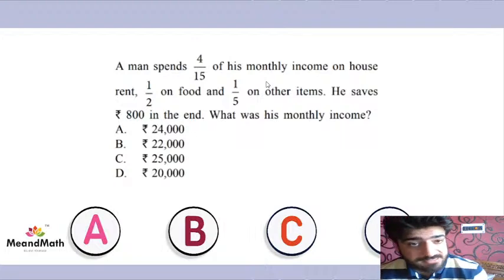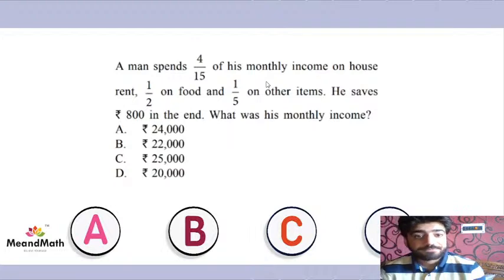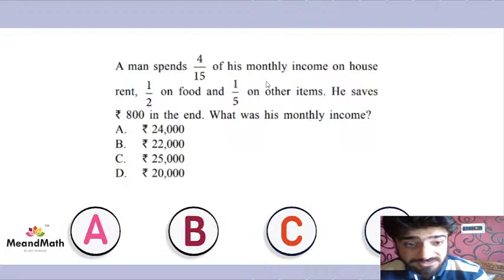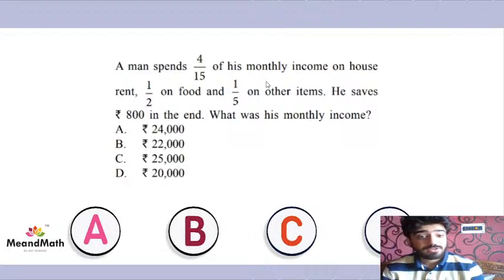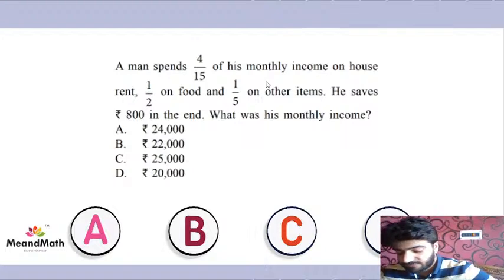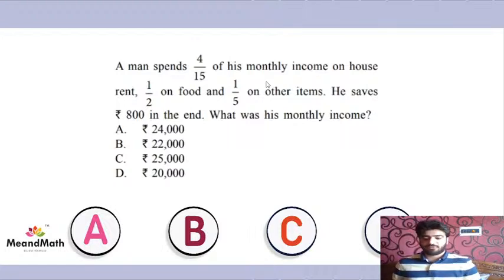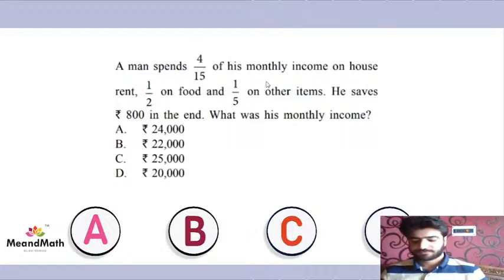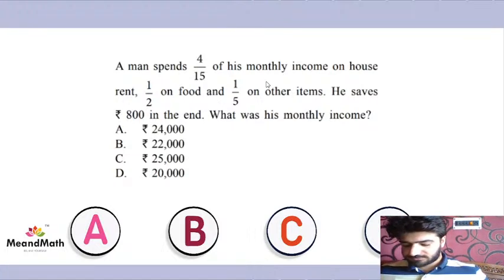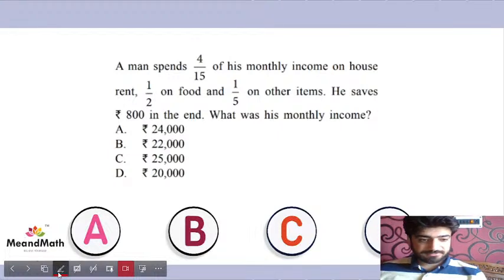A man spends 4 by 15 of his monthly income on his house rent, 1 by 2 on food, and 1 by 5 on other items. He saves rupees 500 in the end. What is his monthly income? Now this is a question of subtraction of fractions. Should be quite easy for fifth and sixth standard students. Come on, guys.